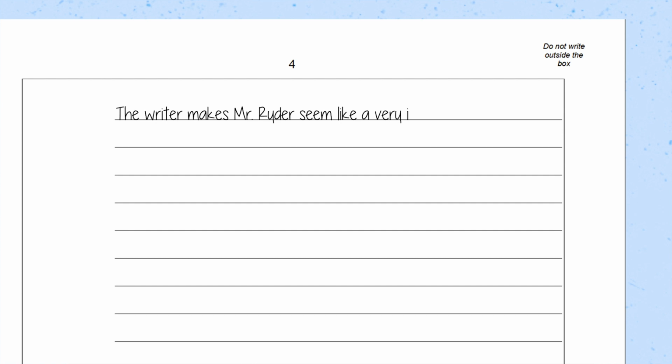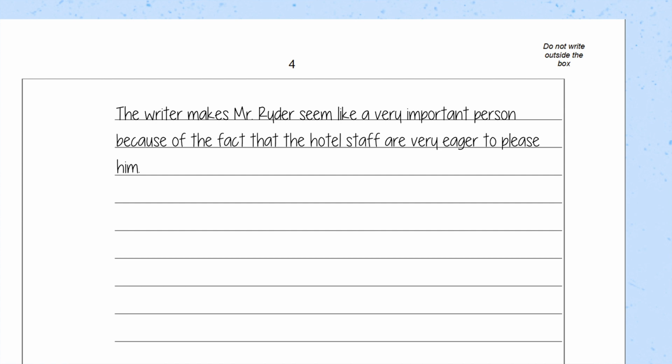The writer makes Mr. Ryder seem like a very important person because of the fact that the hotel staff are very eager to please him. Notice how we use the statement about Mr. Ryder being an important person in order to write the first point for our paragraph. The same can be done if you want to disagree with this part of the statement, just by adding "not". Simply use the idea from the statement and add a "because" to explain why you think so.